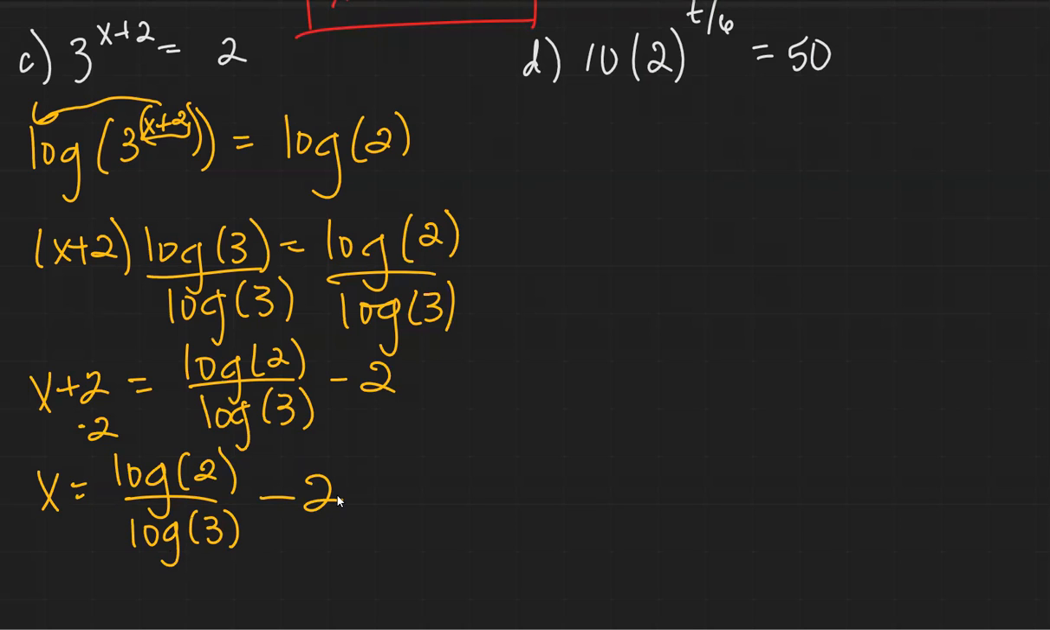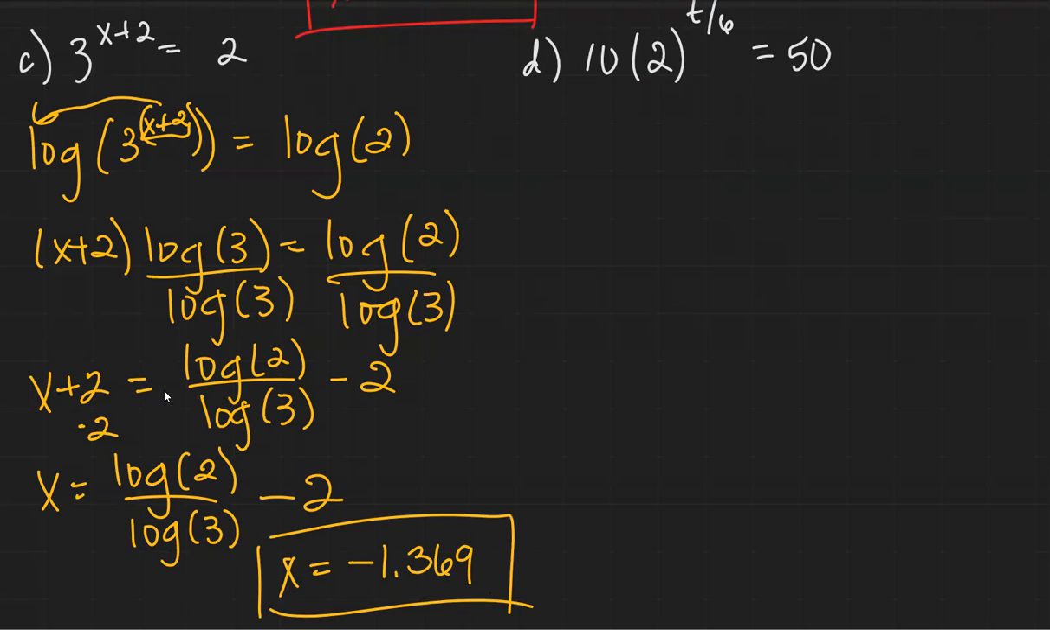Let's do that. Log of 2 divided by log of 3. And then I do minus 2. Okay, we should be getting x is equal to negative 1.369. Okay, so that's our answer. So if I plug that in for x, we get that it's true.